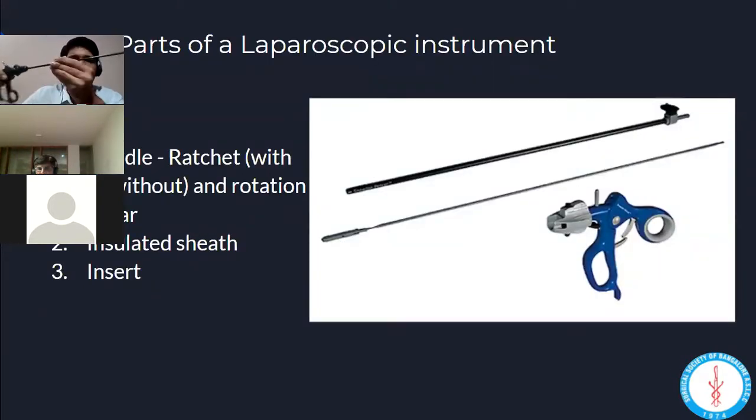Now we have a laparoscopic instrument. Now it has 3 parts. This is the handle, which comes with the ratchet, the finger rings, and the rotation collar. Now the rotation collar is for when you turn this. When I rotate the rotation collar, you can see that the tip of the instrument is also rotating. So that is what the rotation collar is for, to let you turn the insert.